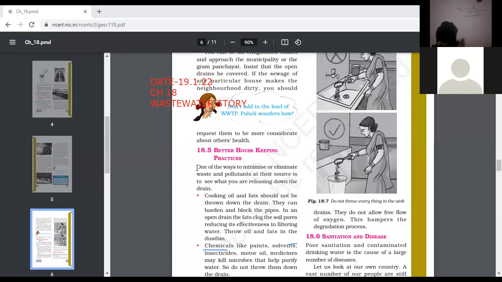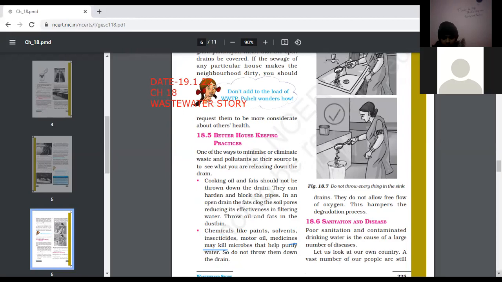Yes, ma'am. Cooking oil and fats should not be thrown down the drain. They can harden and block the pipes. In an open drain, the fats clog the soil pores, reducing its effectiveness in filtering water. Throw oil and fats in the dustbin. Okay, children, it's very important.